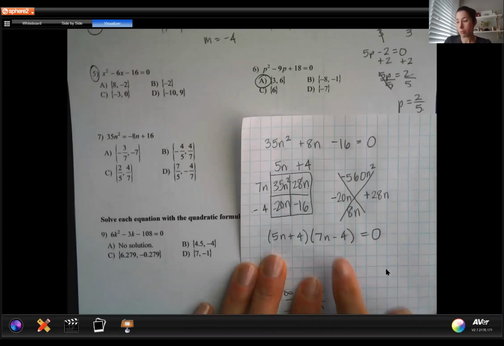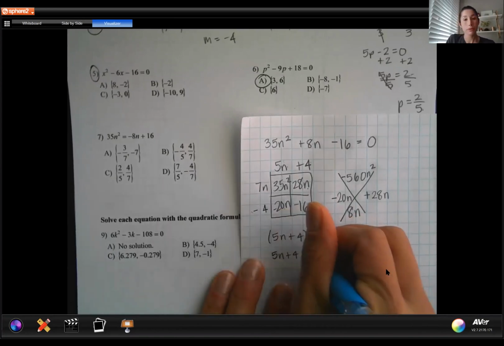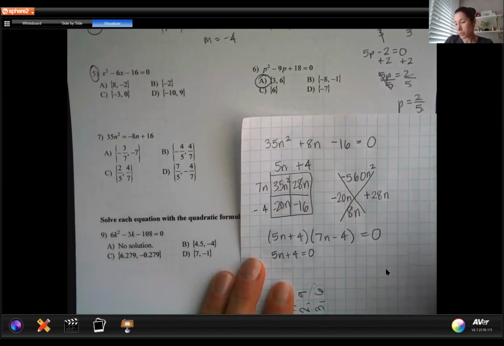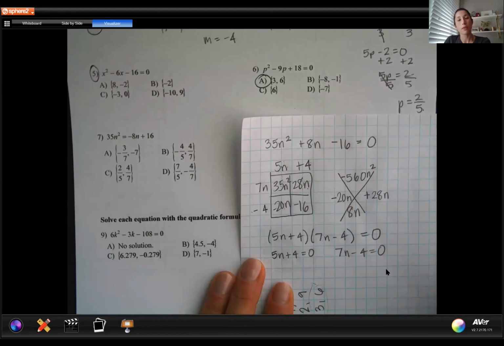And then from this problem, all you would have to do is do 5n plus 4 equals 0. Okay, so subtract 4 and divide by 5 on both sides, and then 7n minus 4 equals 0. You can add 4 and then divide by 7 on both sides.